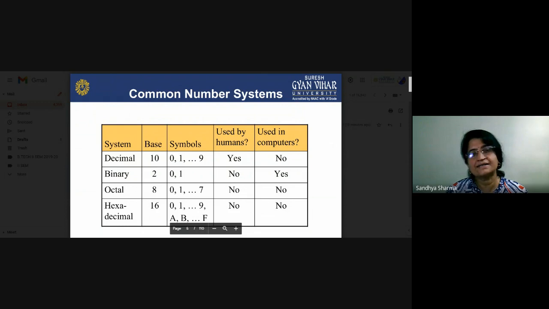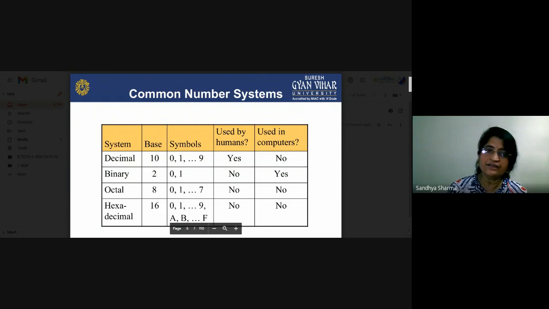What about the hexadecimal number system? The base of the hexadecimal number system is 16, so we use 16 symbols. It is a combination of numeric and alphabetic symbols. The numeric ones are 0 to 9, which are 10 symbols, plus A, B, C, D, E, F, which are 6 alphabetic symbols. So there are a total of 16 symbols, and by combining these 16 symbols, we work on the hexadecimal number system.